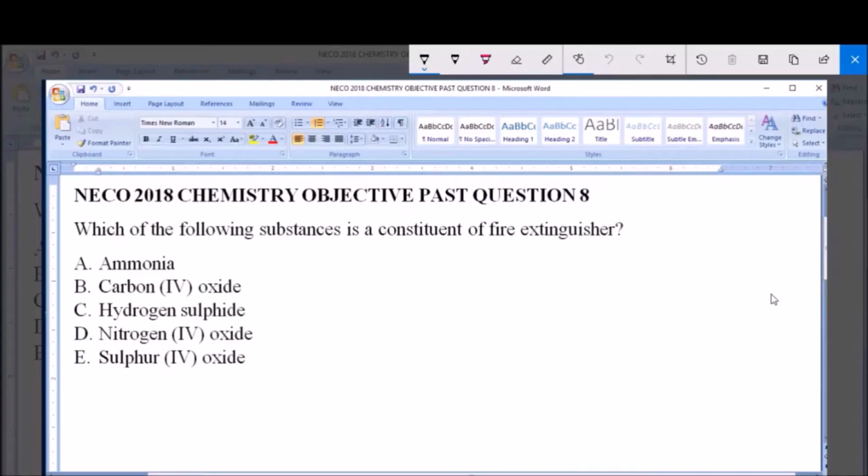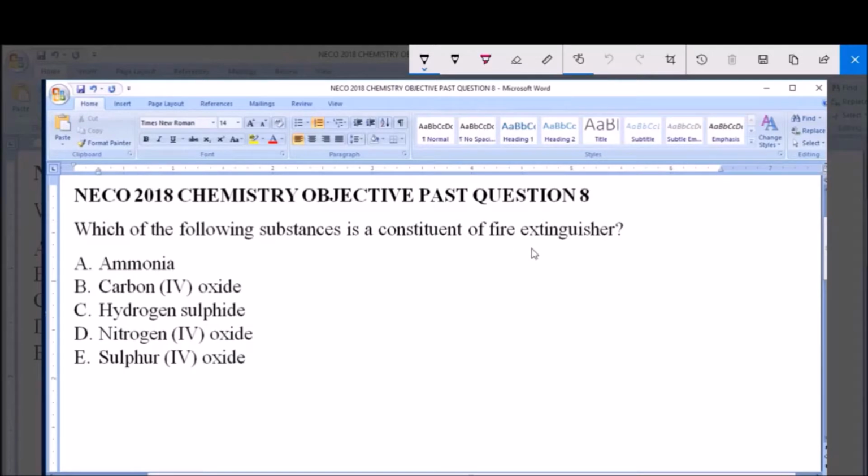Hello and welcome. I will be answering Neco 2018 Chemistry Objective Past Question 8. Which of the following substances is a constituent of fire extinguisher? A. Ammonia, B. Carbon dioxide, C. Hydrogen sulfide, D. Nitrogen peroxide, E. Sulfur 4 oxide.